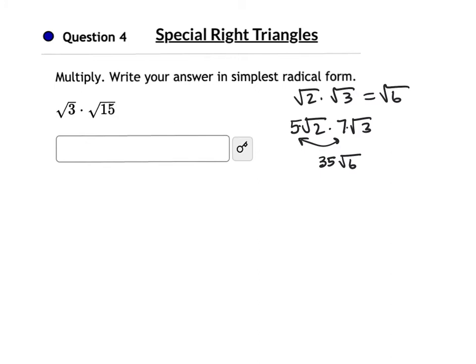Now these, in this question, are both roots. Root 3 times root 15 is in fact root 45. Now I take my list of perfect squares, 4, 9, 16, 25, and find the largest that divides evenly into 45. That would be 9. I'll rewrite 45 as 9 times 5. I can't take the square root of 5, but I can take the square root of 9. The square root of 9 is 3. Then it goes out as a 3, and I'm left with 3 root 5. 3 root 5 is the answer.